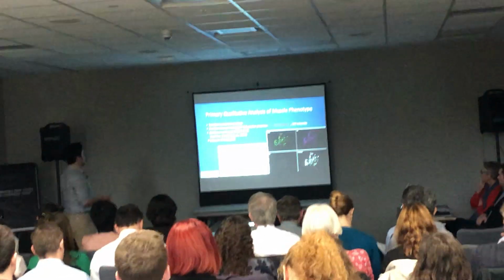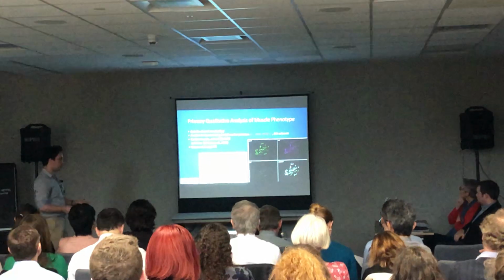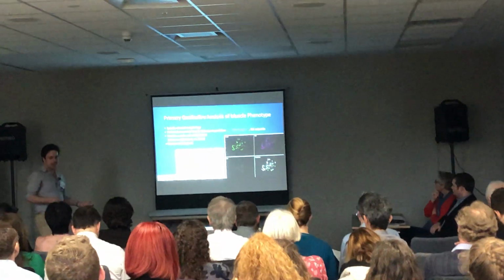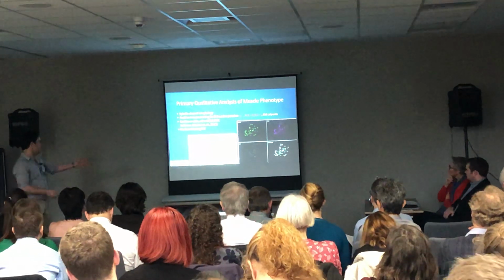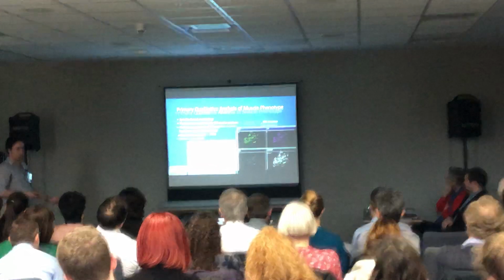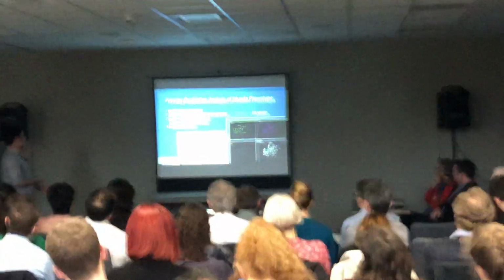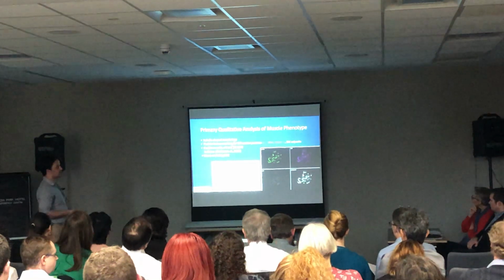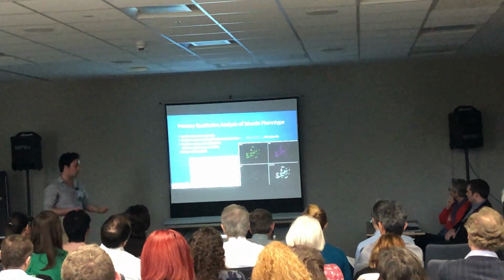Then, some primary qualitative analysis. The first thing you look at is, does it have a spindle shape? You can see here, this is a very typical shape of smooth muscle cells. Externally, the lymphatic muscle cells look very similar. Then we stain for very prevalent smooth muscle proteins.